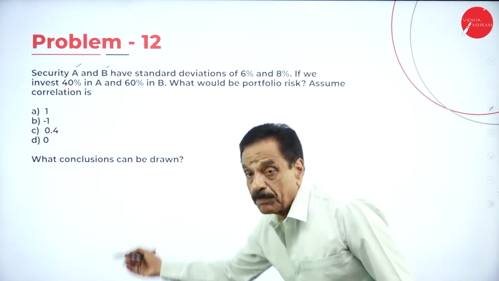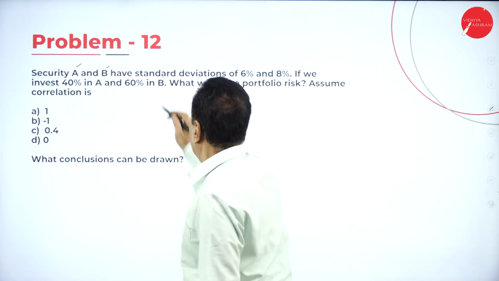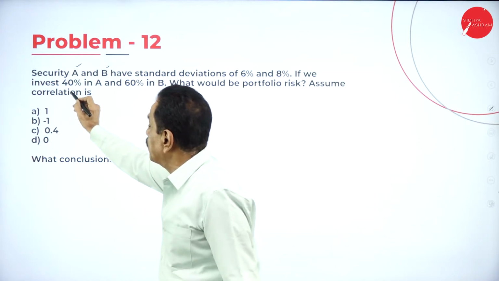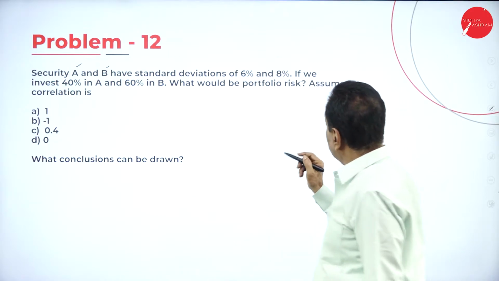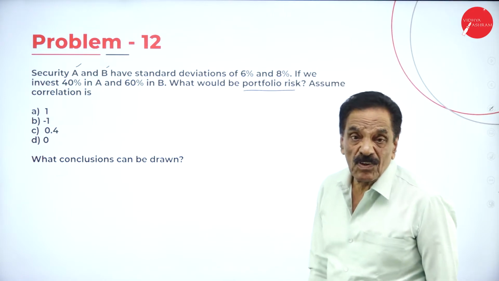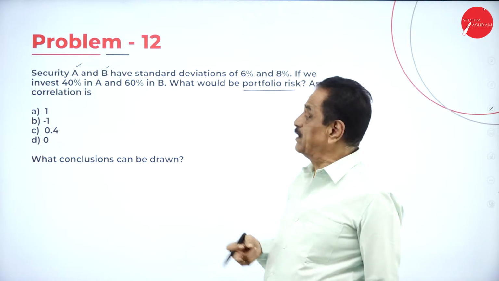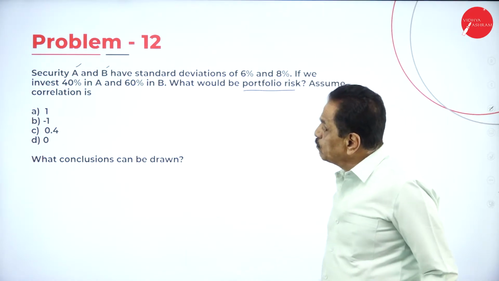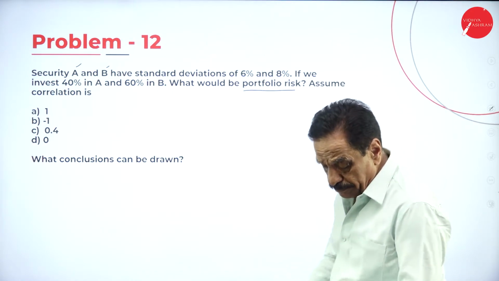You have gone through the problem. I will repeat. Securities A and B have standard deviation of 6% and 8%. If we invest 40% in A and 60% in B, what would be the portfolio risk? Not expected risk, portfolio risk. Portfolio risk means weight into standard deviation. They have given the standard deviation and the weight. Then assume that the correlation is 1. So how to do this? I will tell you.